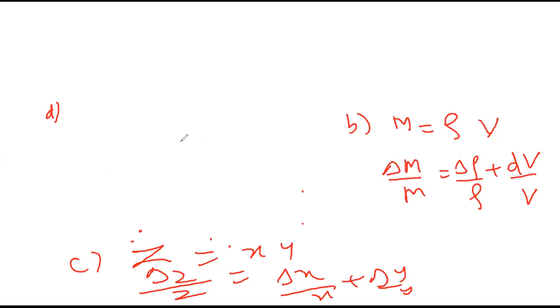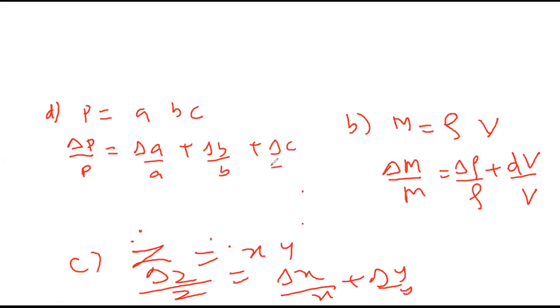Now, if there are three values like P equal to ABC, तीन है, दो नहीं तीन. Now how will you get again error? Same concept. Delta P upon P. This time 3 times you will add. Delta A upon A plus delta B upon B plus delta C upon C.